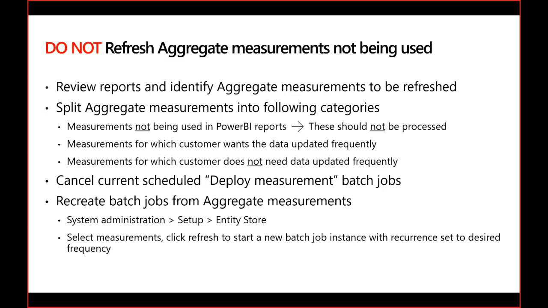And then to recreate the batch job, you can just go to System Administration, Setup, Entity Store, and select the measures that you would like to have, for example, in the first bucket of the frequently updated ones. And you click Refresh. A new batch job will then be started instantaneously. And then you can set the recurrence to the desired frequency. So this is the suggestion, and when you create multiple batches, make sure that you are not putting the same measures in multiple batches, which we also have seen at some customers. But this is leading even to a bigger performance issue.